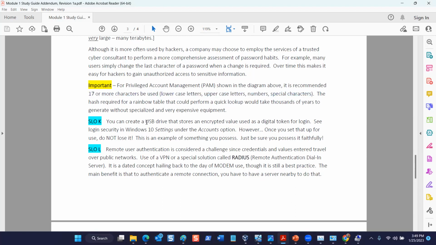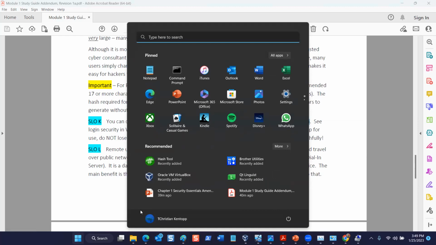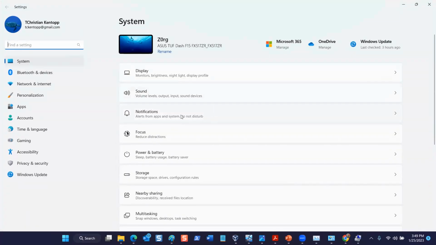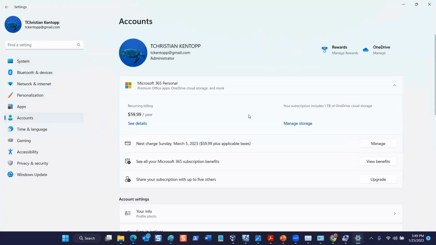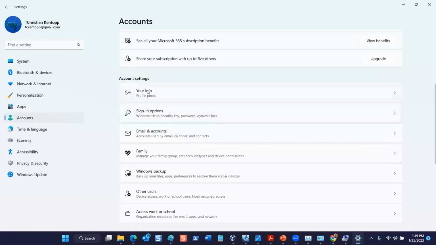Now let's get back to the USB. You can install a USB drive to store an encrypted value, and it's used as a digital token for login. So if you go into accounts, right? If I go into here, and then go into accounts. Can everybody see this? Yeah. Info, sign in options, it's right here.